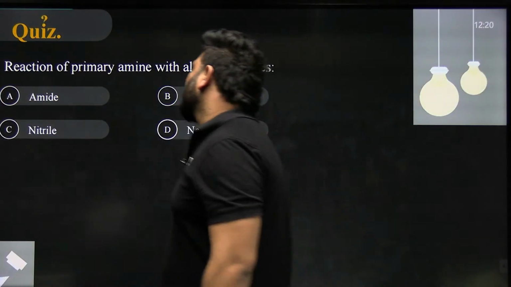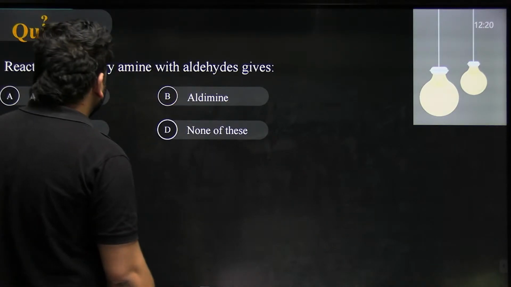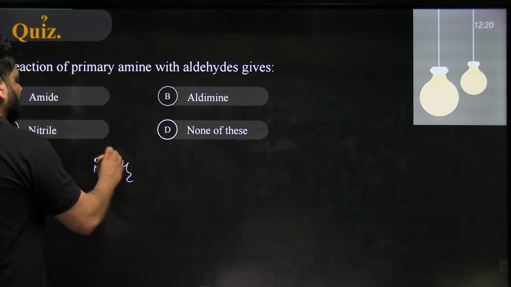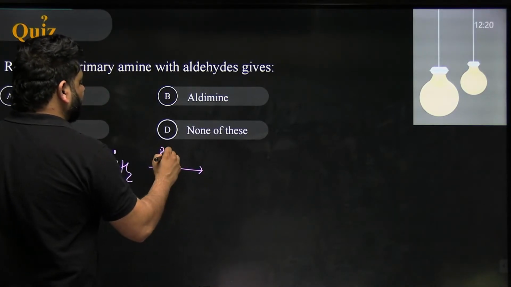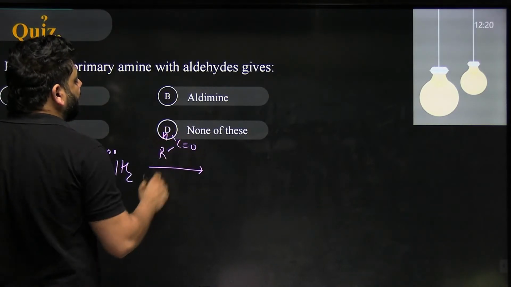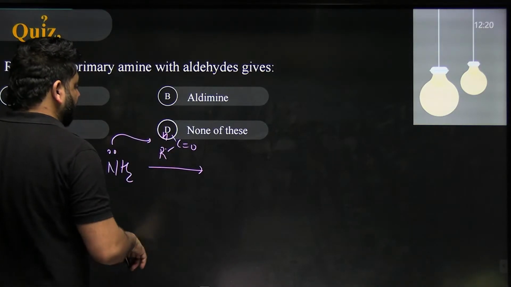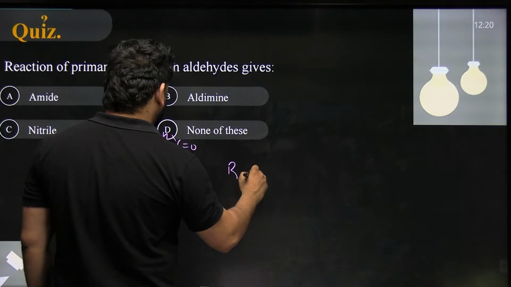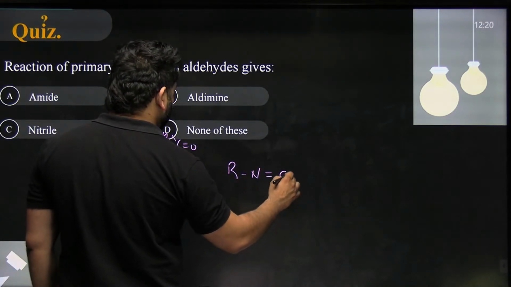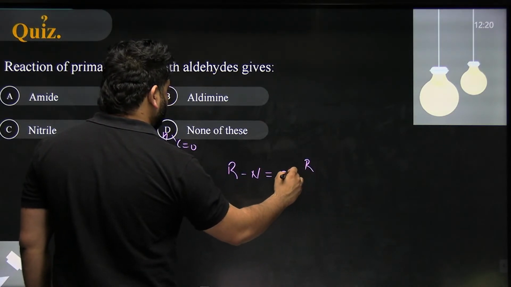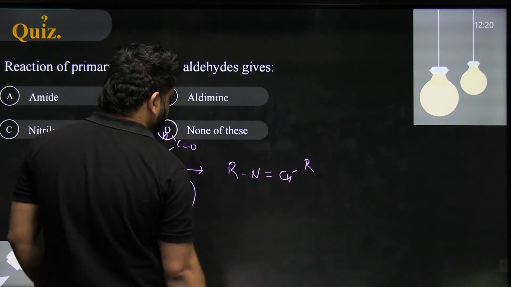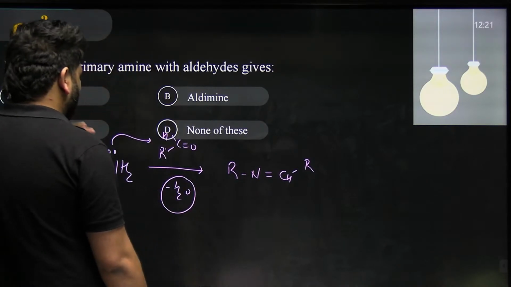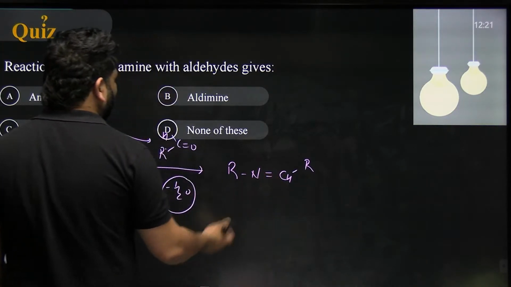Moving to the next question: the reaction of a primary amine with an aldehyde gives you what? This is RNH2 and it is attacked by an aldehyde. So this is R dash. Remove a water molecule. It will become R-N double bond C, R and this is H. What is it, by the way? So it's an aldimine only.